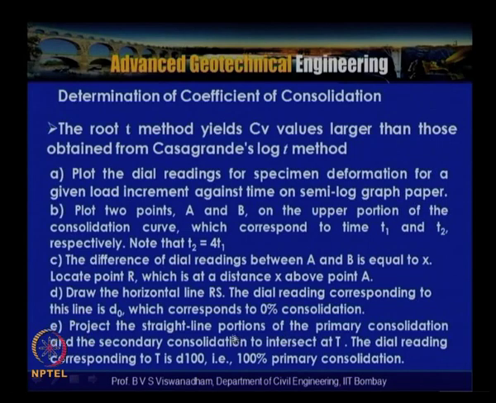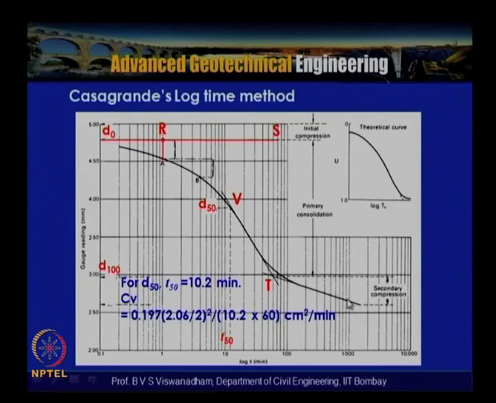Then we project the straight-line portion of the primary consolidation curve and the secondary consolidation curve, and they intersect at T. The dial reading corresponding to T is D100, that is 100% consolidation. So this tangent we extend further and that tangent we extend backward, and this point is the dial gauge reading corresponding to the end of 100% primary consolidation for the given load increment. Beyond this it enters the secondary consolidation or secondary compression zone. So D100 is at the end of primary consolidation, and D0 at 0% primary consolidation.